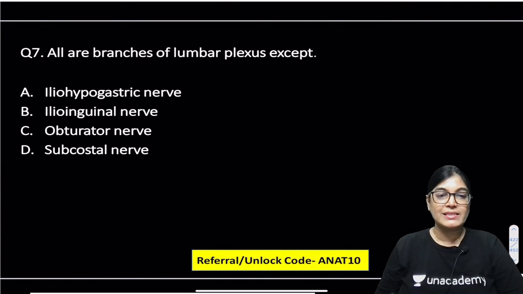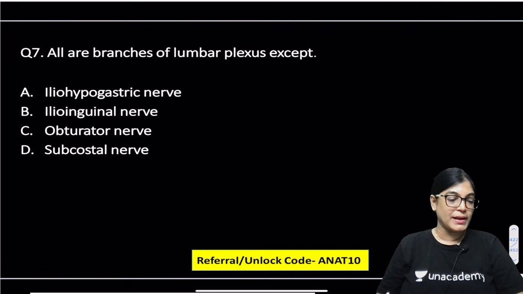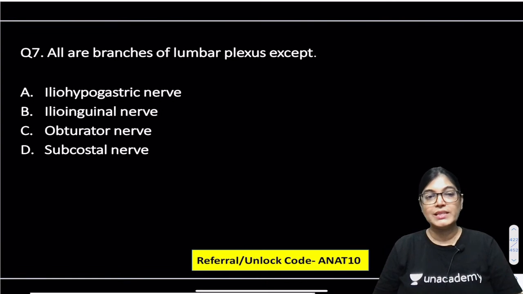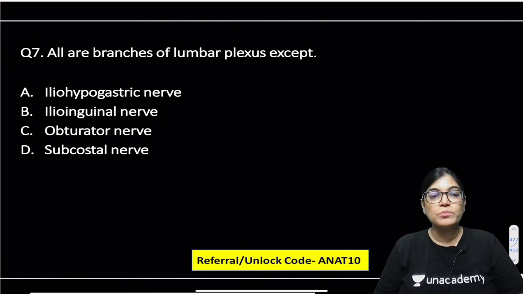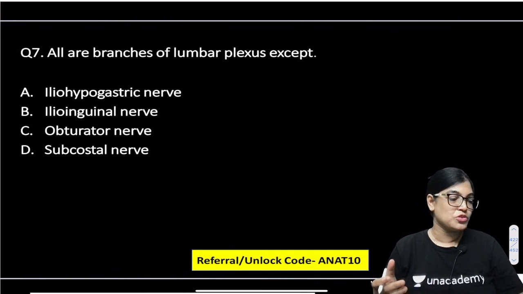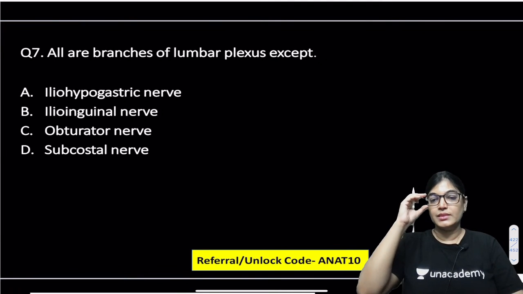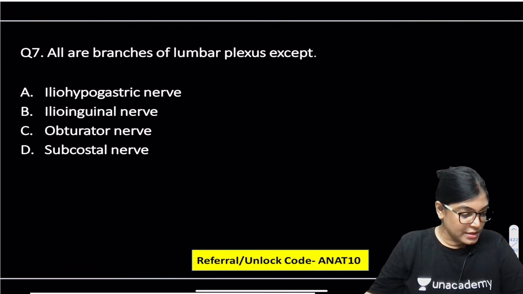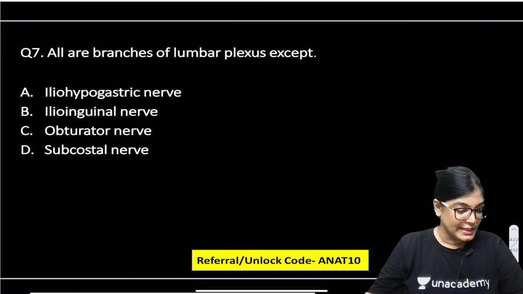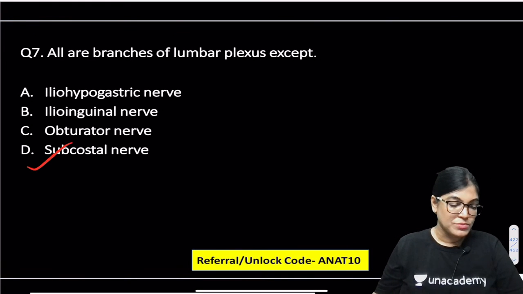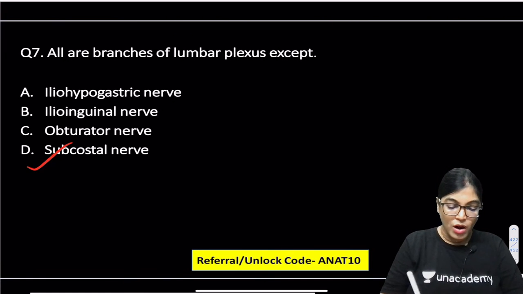All are branches of the lumbar plexus except, which of the following nerves is not a branch of the lumbar plexus? Mark your correct answer, whether it is iliohypogastric, ilioinguinal, obturator nerve or subcostal nerve. Your time begins now. Question number 7. So yes, I got D as the correct answer. What about others? Sarans is also telling D, Sadaf D, Harini D, Sam Lakshmi. Absolutely right. Subcostal nerve is the absolutely correct answer. Subcostal nerve is not a branch of the lumbar plexus.